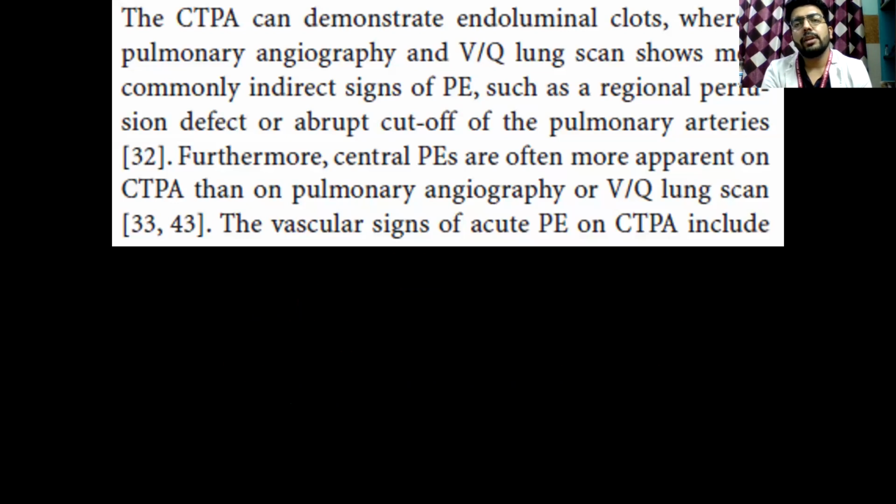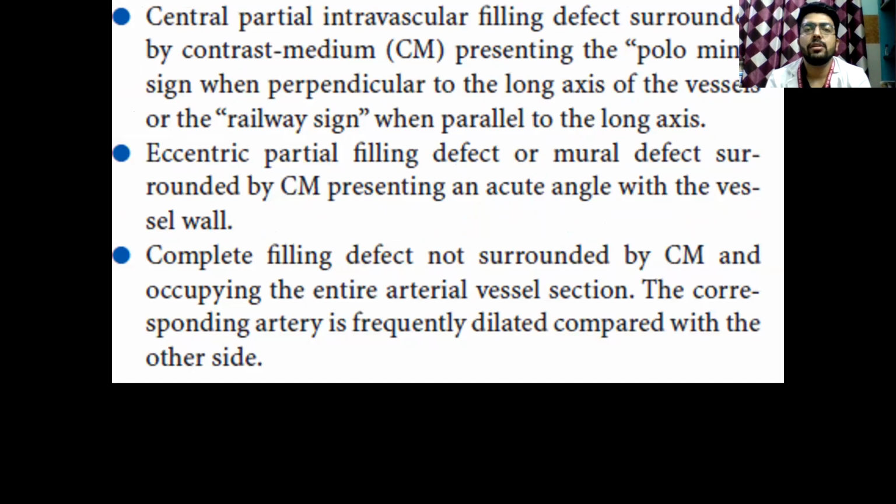CTPA can demonstrate endoluminal clots, whereas pulmonary angiography and VQ lung scan show mainly indirect signs of PE, such as regional perfusion defect or abrupt cutoff of pulmonary arteries. Central partial intravascular luminal defect surrounded by contrast medium presents as polo mint sign, and the railway sign when parallel to the long axis. Eccentric parallel filling defect or mural defect surrounded by contrast media presents an acute angle with the vessel wall. Complete filling defect is not surrounded by contrast media and occupies the entire arterial vessel section. The corresponding arteries are frequently dilated compared with the other side.